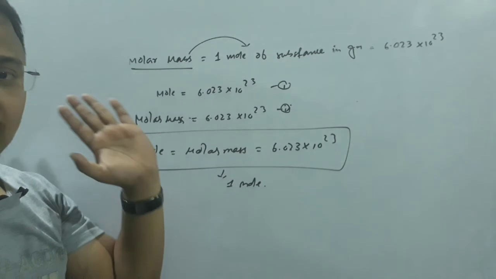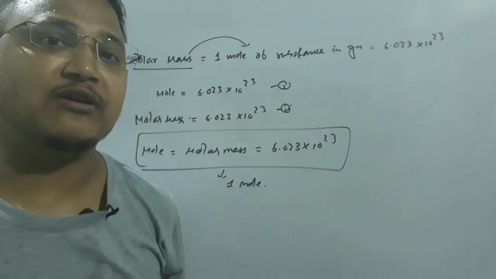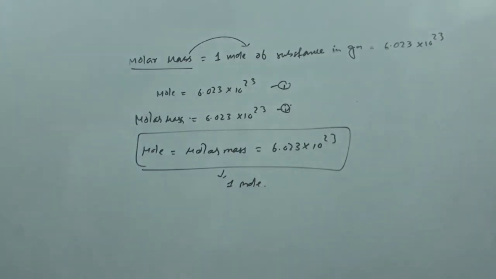So from both of these, what can we say? That one mole equals the molar mass, which equals 6.023 into 10 to the power 23 particles. We can say it like that, right? So these are the things to understand here.